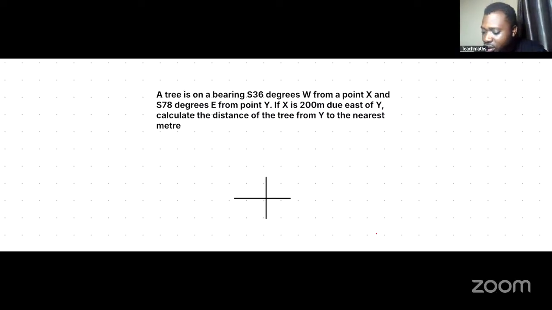So we are going to start with getting point Y. Let's pick a comfortable point and call this point Y. We have been told that X is 200 meters due east of Y. So this is the north of Y, the east, the south, and the west. We need to identify the east of Y, and then we draw a line eastward. It has to be eastward.